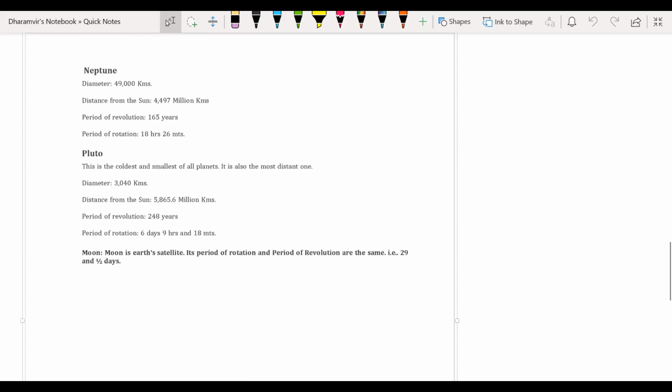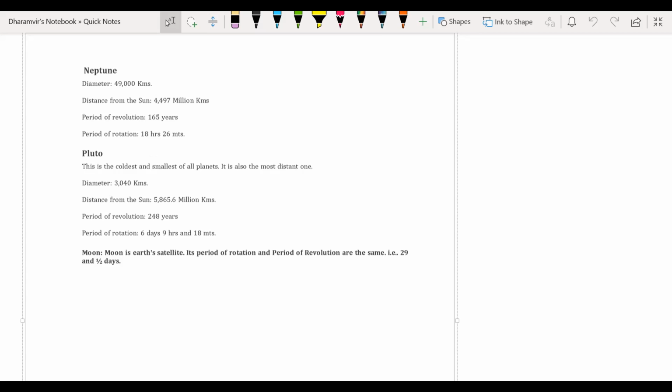Neptune's diameter is 49,000 kilometers. Distance from the sun is 4497 million kilometers. Period of revolution is 165 years. It takes more time because it is far away from the sun. And period of rotation is 18 hours 26 minutes.